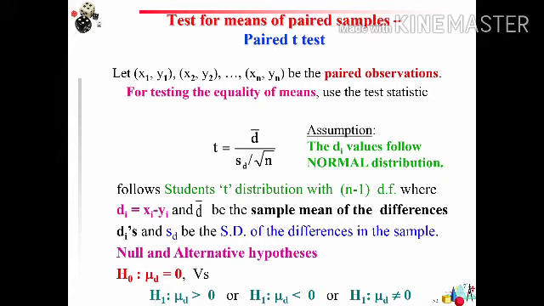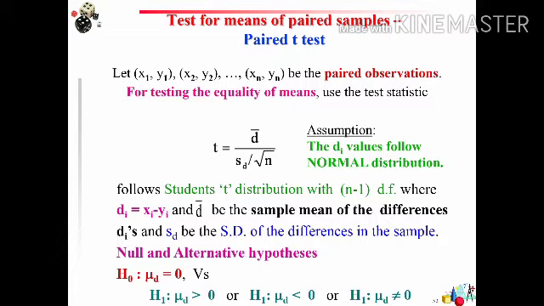For example, let x1, y1, x2, y2, etc., xn, yn be the paired observations. For testing the equality of means, use the test statistic t equal to d bar divided by sd by root n. The assumption is the di values should follow a normal distribution. What is di? The difference in the two observations that follows a normal distribution. That is one of the main assumptions for the paired t-test.